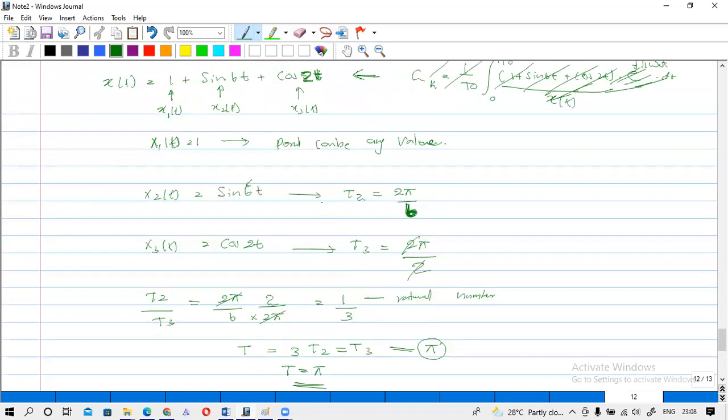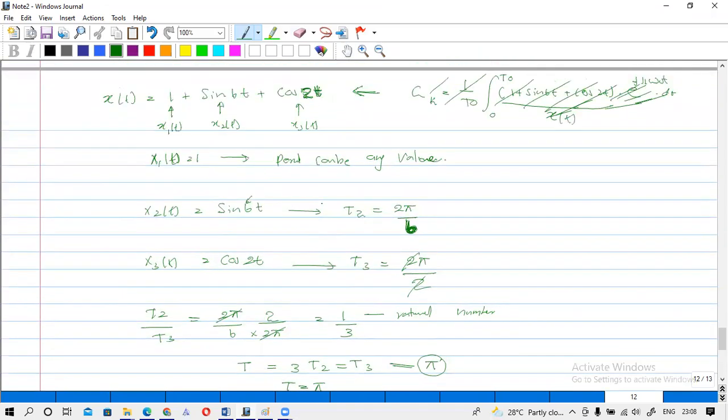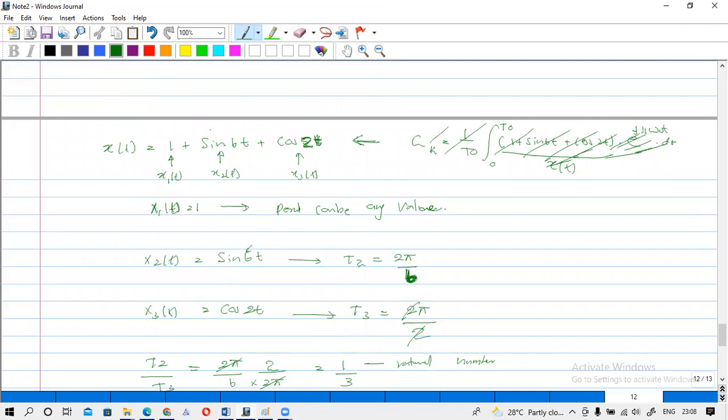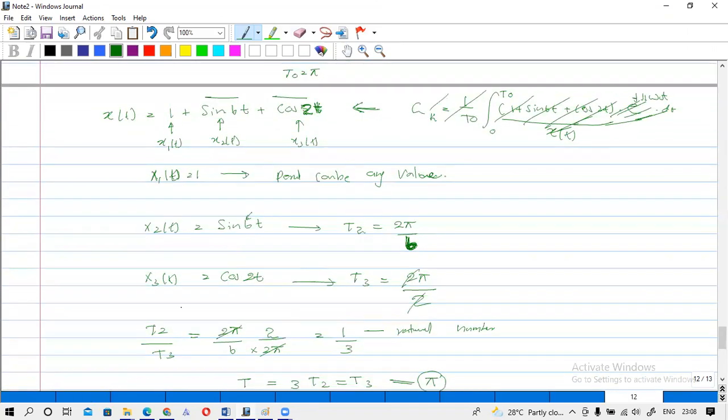Because we have done these things. So T is 5. For this signal and this signal, T is 5. The fundamental period, let's say it is T naught, T naught is 5. And for the DC component, the period can be any value, so let's assume that the period is also 5. So this is a periodic signal, and the period is 5.